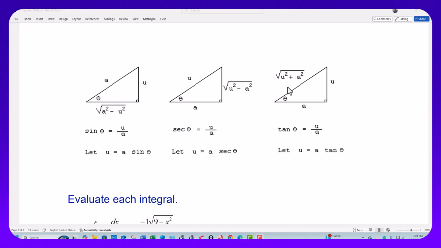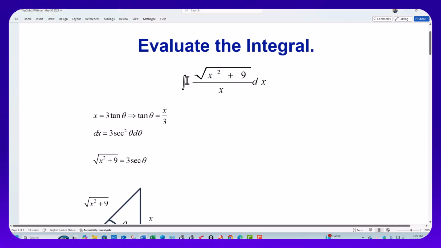And like I said, in our case, we have the square root of a sum of squares, u squared plus a squared. So we're going to use a substitution u equals a tangent of theta. In this case, instead of a u, it's just a plain x. Sometimes u could be a function of x, something like x plus 2 or 2x minus 1. And the constant a squared, in this case, would be 3 squared.